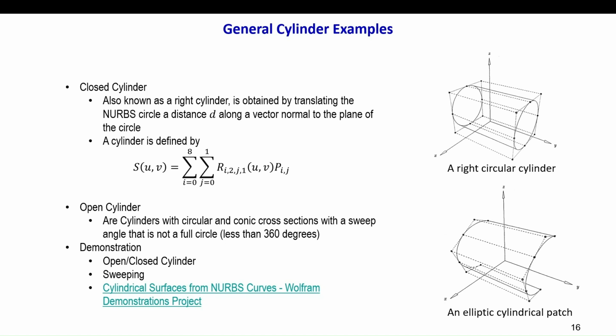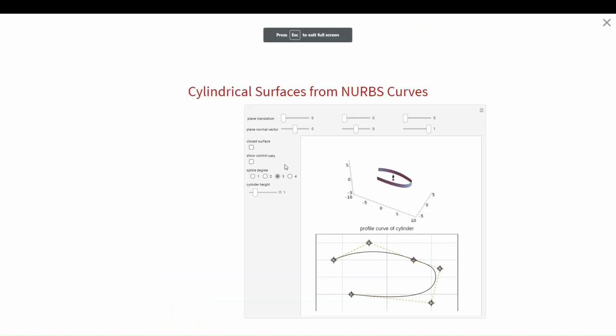I want to end this presentation with a demonstration with the open and closed cylinder and sweeping with this link here. So I'll click on the link. With this example, you can see that this is an open cylinder. You can change the cylinder height. That's the profile of it, and it goes in the up direction.